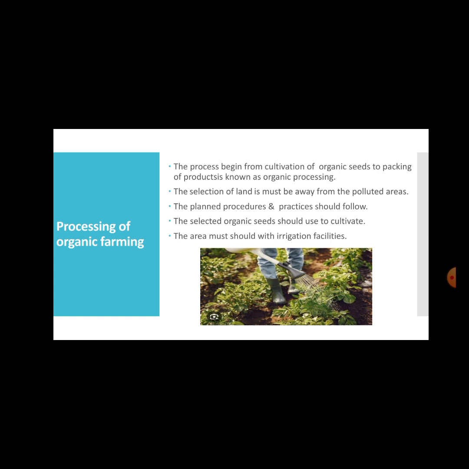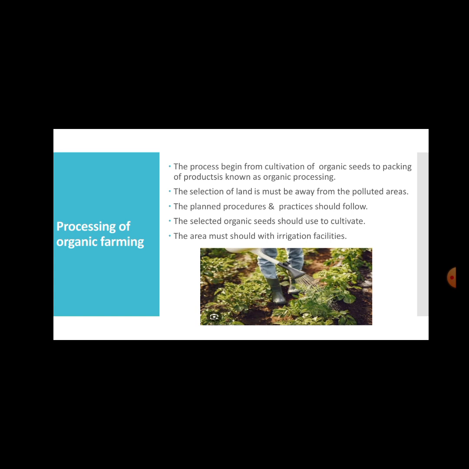Next, we will know about the processing of organic farming. First of all, we have to know what the processing in organic farming is. The processing has a simple definition. The process between sowing of seeds to the packing of the products in a particular land or cultivation area is known as processing, also known as processing of organic cultivation.